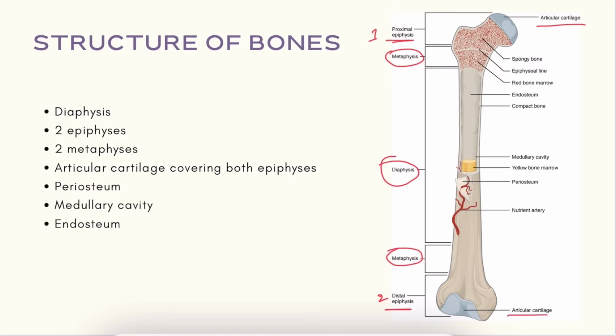They're right here. And then we have our periosteum, which is connective tissue that surrounds the diaphysis. And we have our medullary cavity, which is a hollow space within your diaphysis. And finally, we have your endosteum, which is a thin membrane lining the medullary cavity.